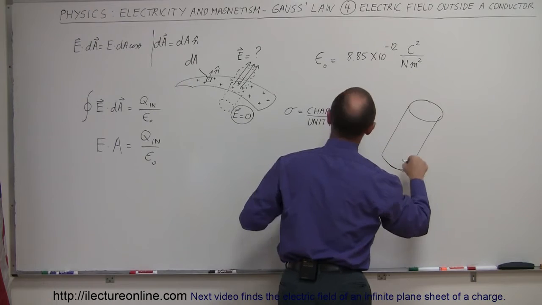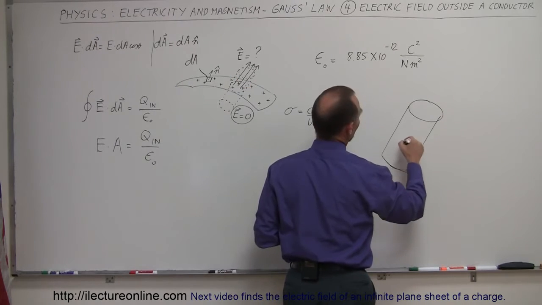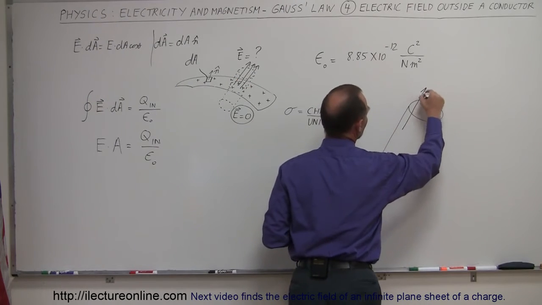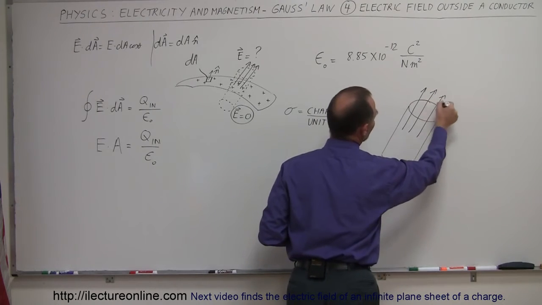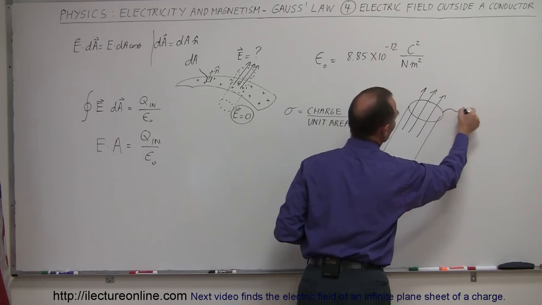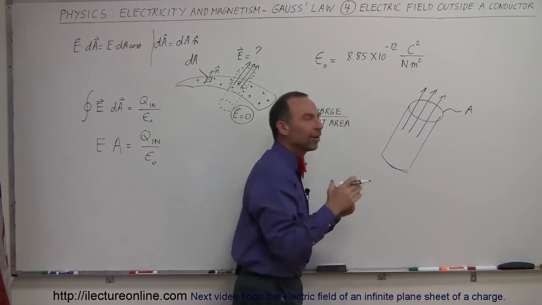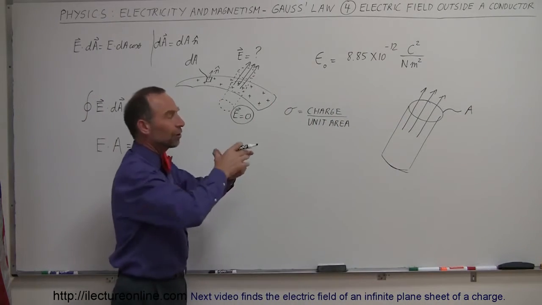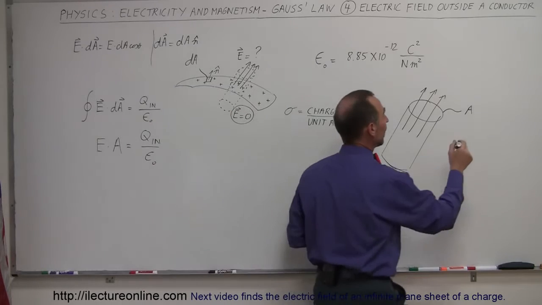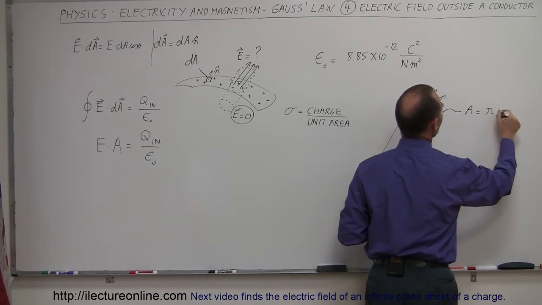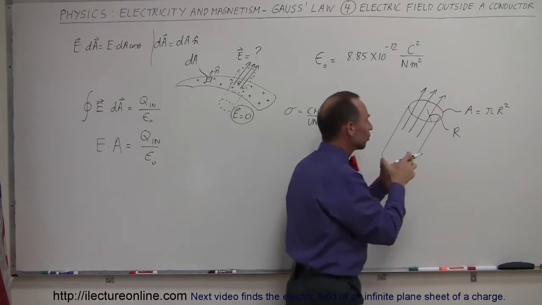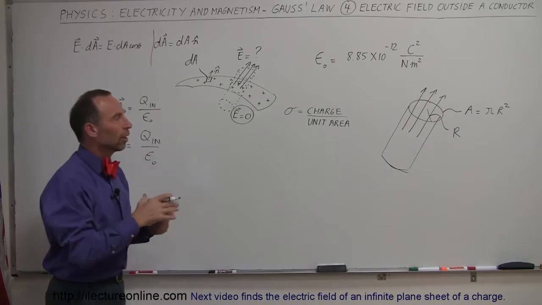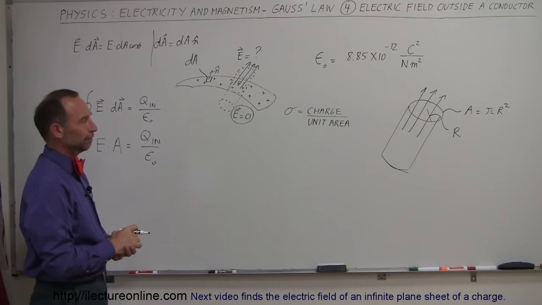Like so, that's a Gaussian surface here that we drew, and we have the electric field going away from the conductor straight out the cylinder. So the area of the cylinder is simply this portion. This is the portion of the Gaussian surface through which the electric field goes. That's the only portion we're concerned with. And so this would be equal to pi times the radius squared, the radius, of course, being the radius of the circle portion, or the end portion of that cylinder.